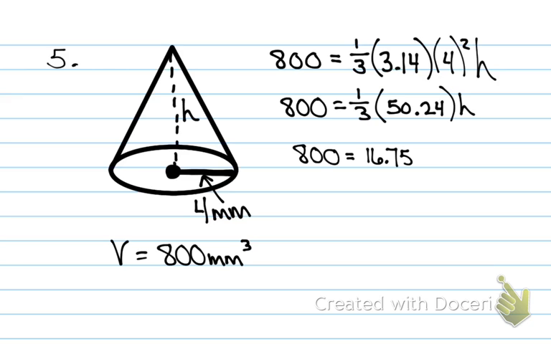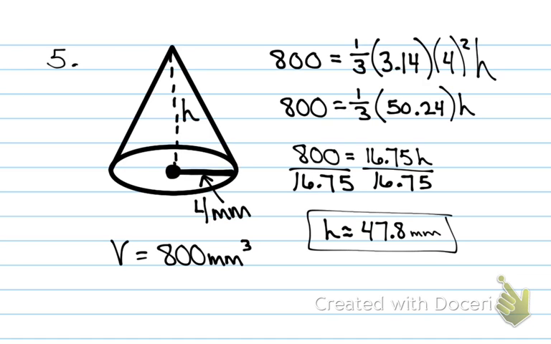I'm not going to deduct, and this is another reason the work is so important. If I can see a clear path to your answer, I'm not going to take off if your answer is 1/10 of a point off or 100th of a point off. Divide both sides by 16.75 and your answer should be 47.8.